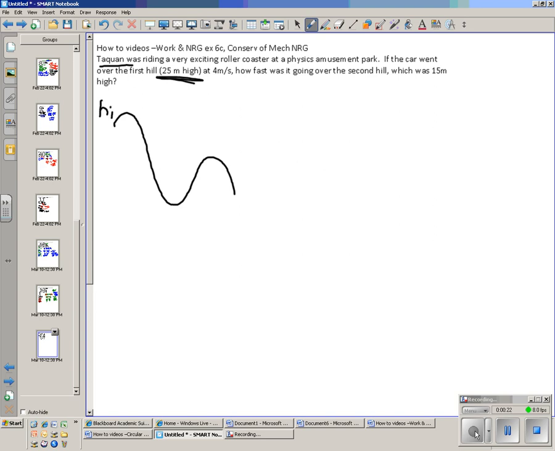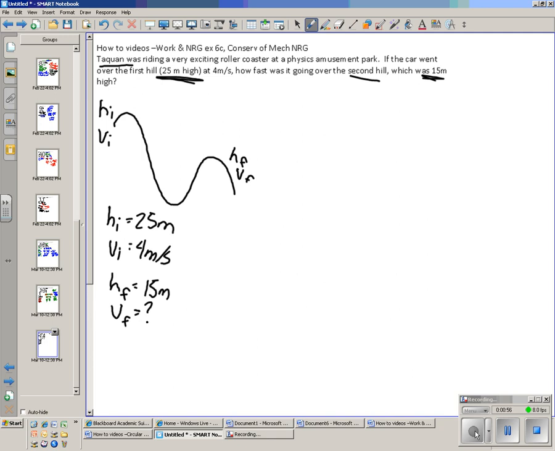So initial height is going to be 25 meters. And that is where the initial velocity is, which is going to be 4 meters per second. And then he goes over the second hill. So this is H final, and then V final is also going to be here. H final is going to be 15 meters. And the question is, what is his final velocity? So how fast was he going?